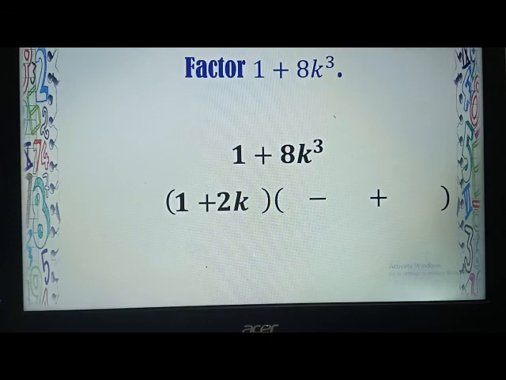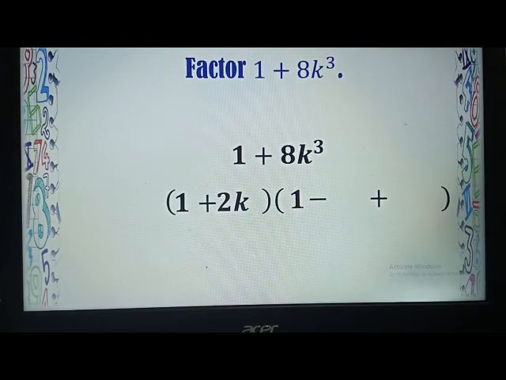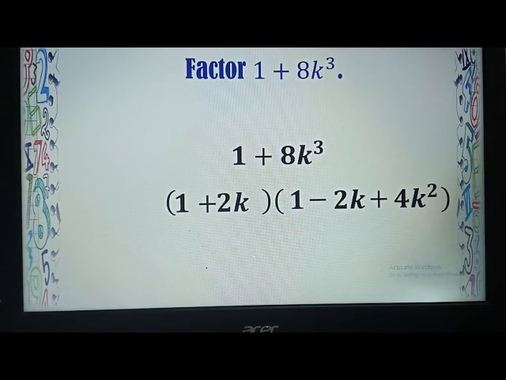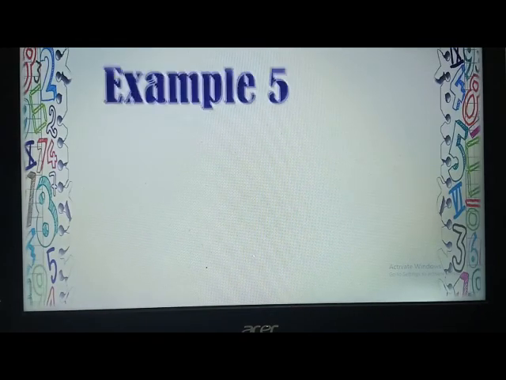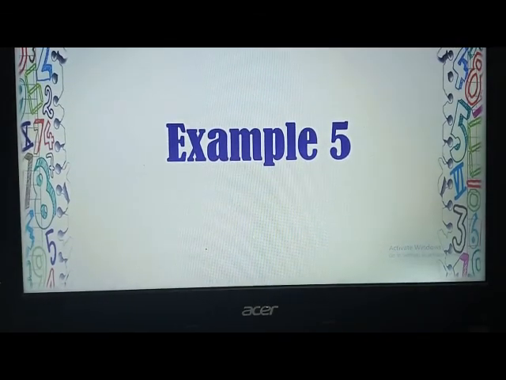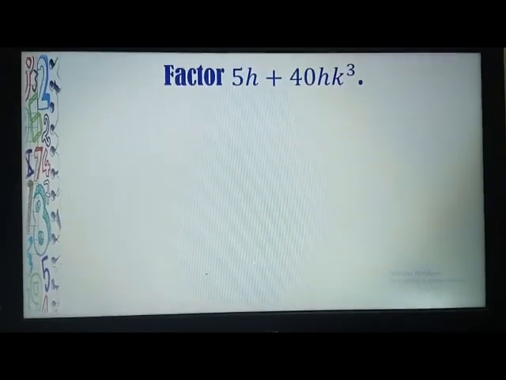For the first term of the trinomial factor, we have to square 1, so we have 1. For the last term, we have to square 2k, so we have 4k squared. And then for the middle term, 1 times 2k is 2k. So the complete factor of 1 plus 8k cubed is 1 plus 2k times 1 minus 2k plus 4k squared. Last example. Factor 5h plus 40hk cubed.